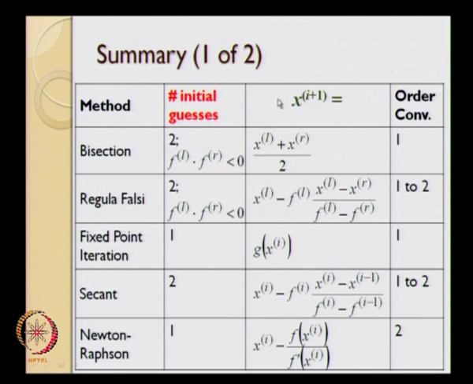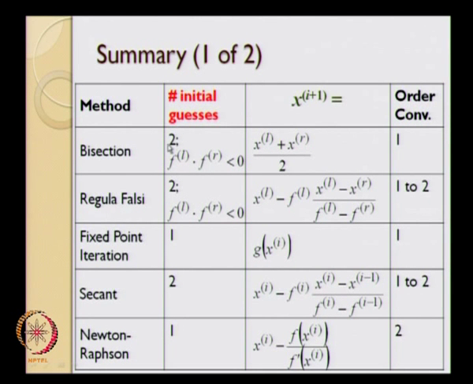And I have summarized this in the table. So the 5 methods that we looked at: bisection, reguli falsi. Reguli falsi is also known as method of false position, fixed point iteration, which is also known as successive iteration or successive substitution method, then the secant method, and then finally the Newton-Raphson's method.